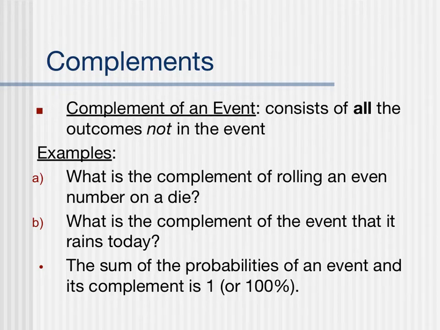So what is the complement of the event that it rains today? Well, if today's chance of rain is 25%, the complement would be there's a 75% chance it's not going to rain. The sum of the probabilities of an event and its complement should always be 1, or 100%.